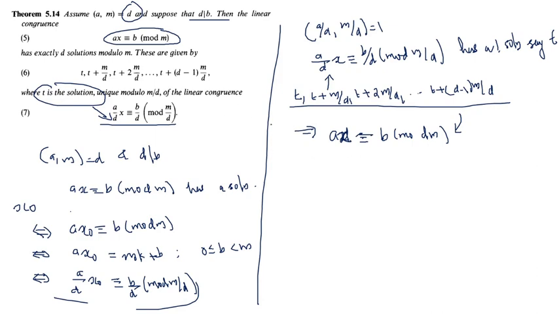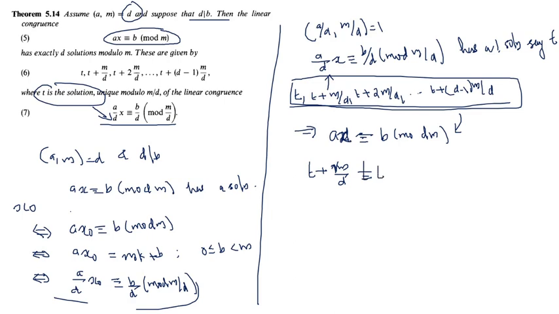So we have to prove that these solutions are incongruent modulo M. That is, we have to prove that T plus R times M by D is not congruent to T plus S times M by D mod M for integers R and S less than or equal to D minus 1. That means these solutions are incongruent modulo M. That is, we will prove that T plus R times M by D and T plus S times M by D are incongruent for R not equal to S.